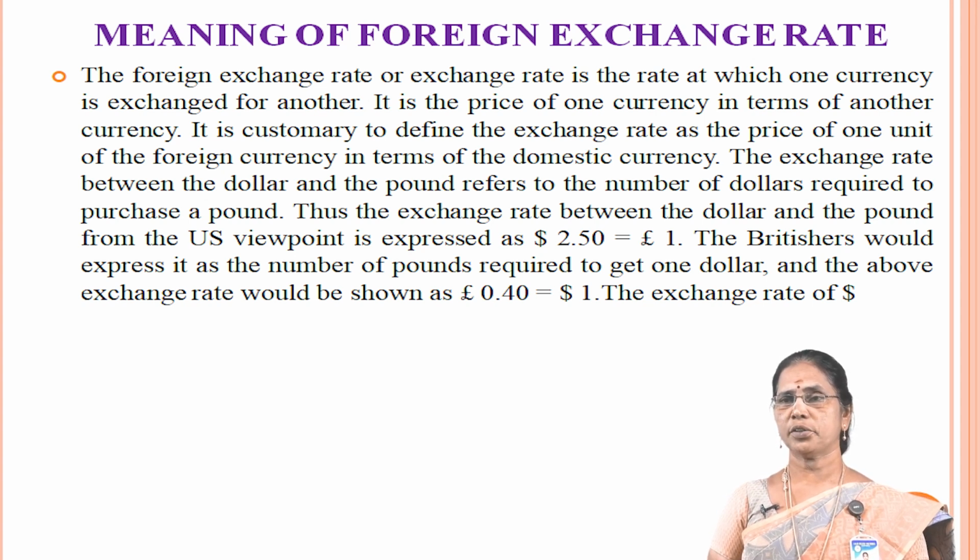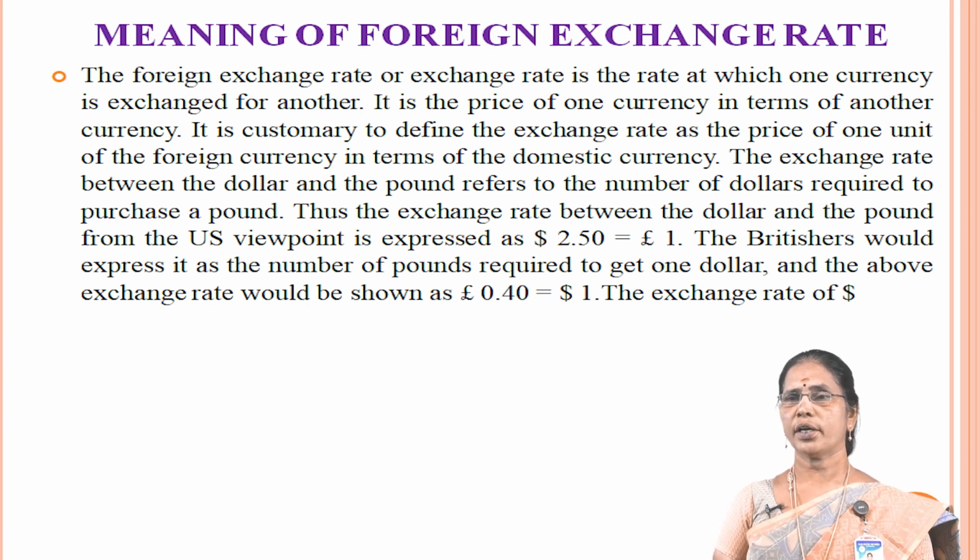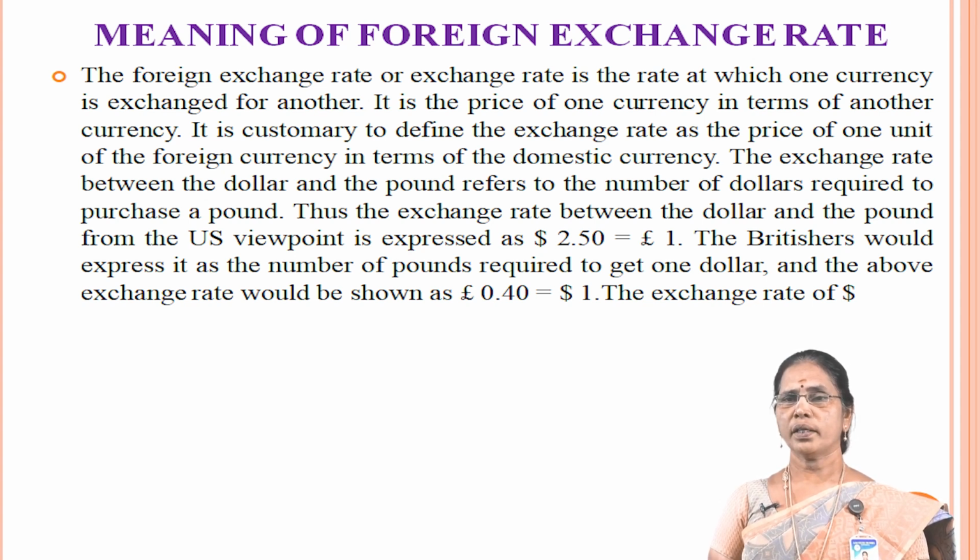of the domestic currency. The exchange rate between the dollar and the pound refers to the number of dollars required to purchase a pound. Thus, the exchange rate between the dollar and the pound from the US viewpoint is expressed as $2.50 equal to 1 pound. The Britishers would express it as the number of pounds required to get $1. And the above exchange rate would be shown as 0.40 pound equal to $1.